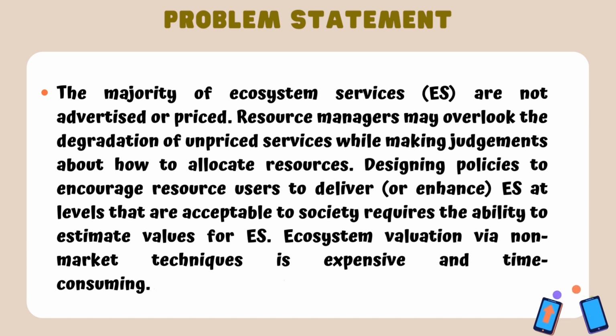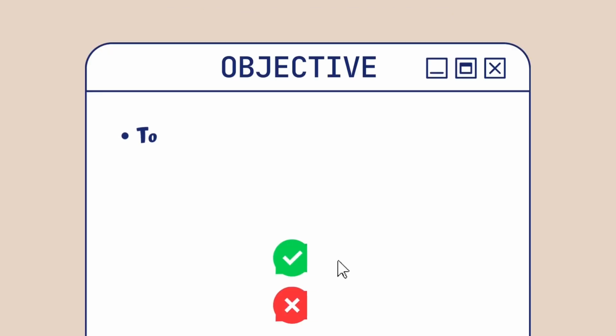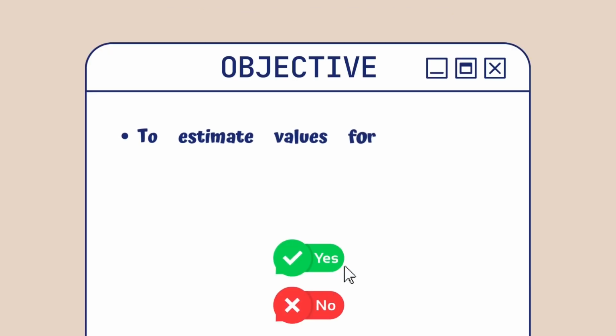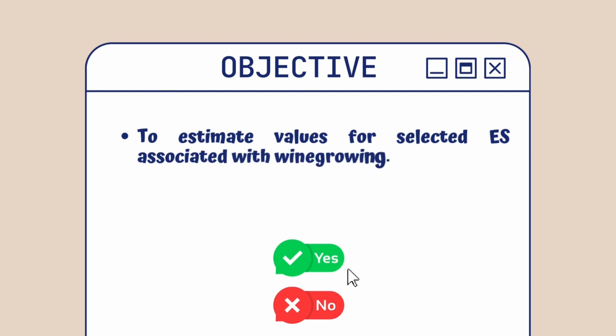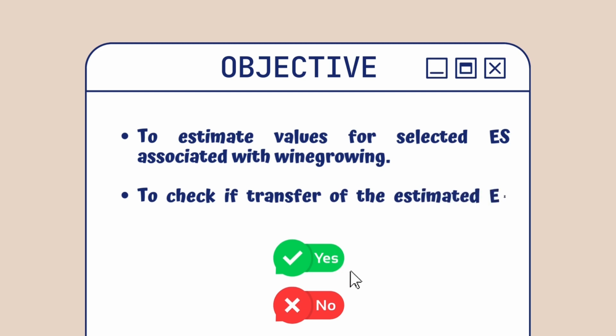Ecosystem valuation via non-market techniques is expensive and time-consuming. The objective of case study 1 is to estimate values for selected ES associated with wine growing, and also to check if transfer of the estimated ES values across sites and populations is valid.